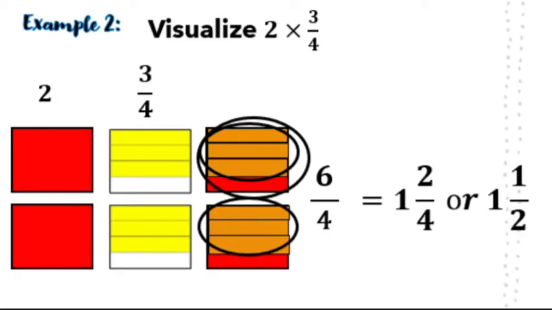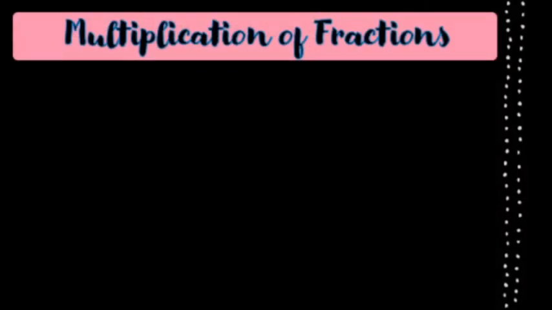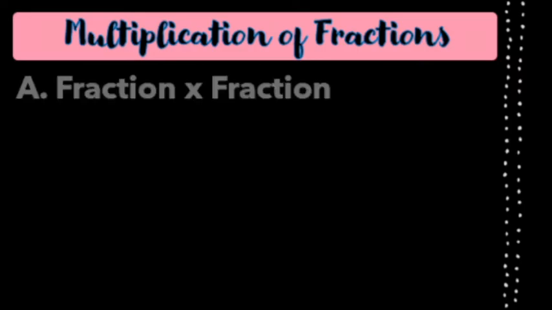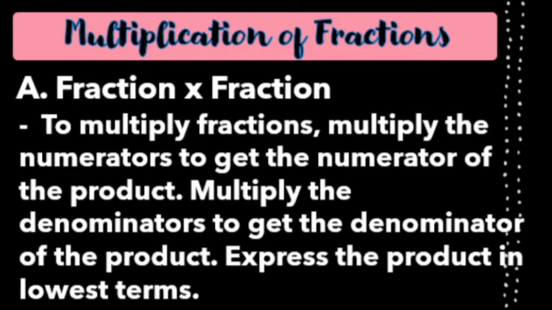Now let's proceed to the multiplication of fractions. This subtopic includes reminders on how to multiply fraction without using models. Let's begin with a fraction multiplied by another fraction. To multiply fractions, multiply the numerators to get the numerator of the product, multiply the denominators to get the denominator of the product, and express the product in lowest terms.